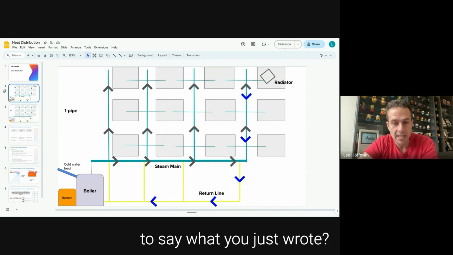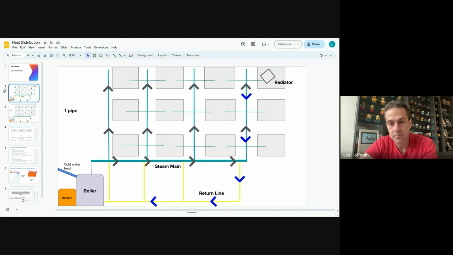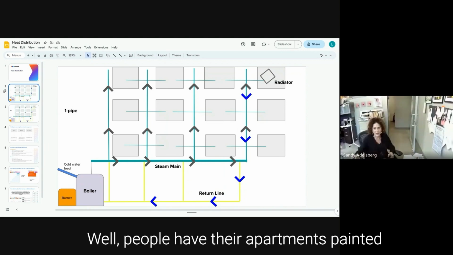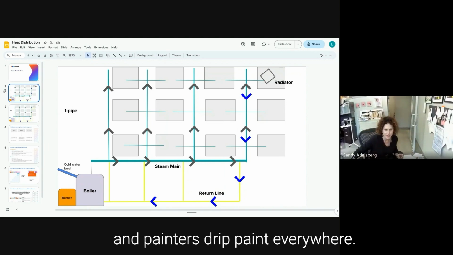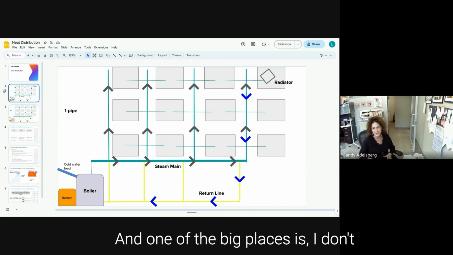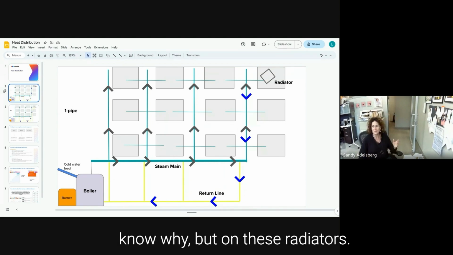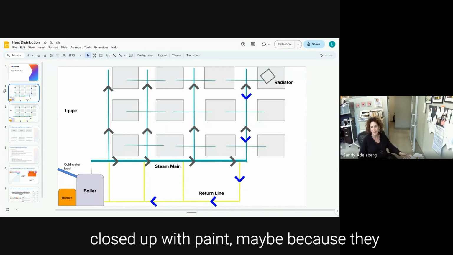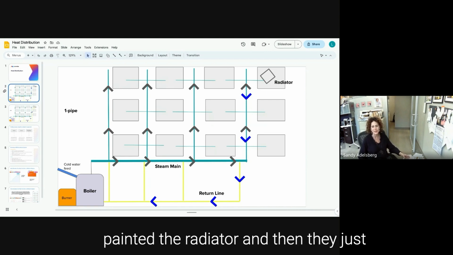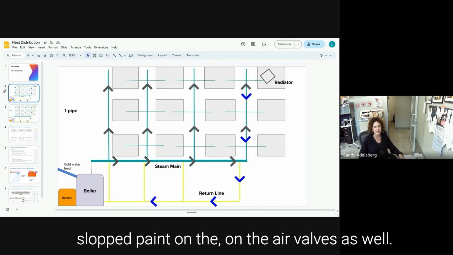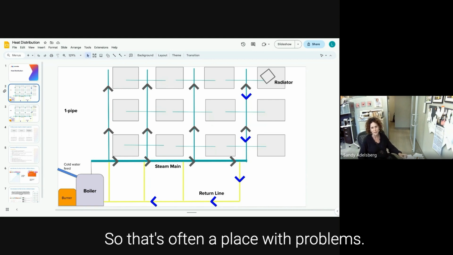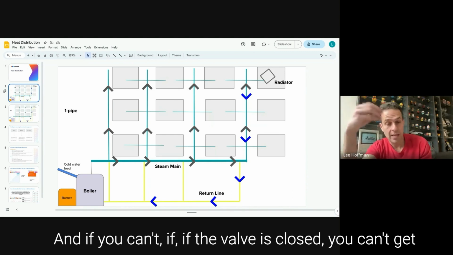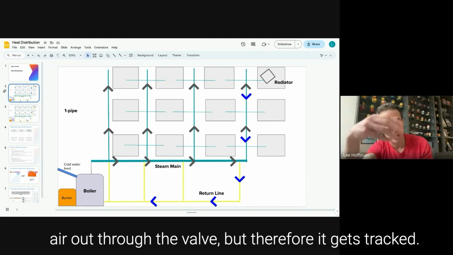Sandy, you want to say what you just wrote? Because I think that's another great point. Well, people have their apartments painted and painters drip paint everywhere. One of the big places is, I don't know why, but on these radiators, you go look at a valve and it's completely closed up with paint. Maybe because they painted the radiator and then they just slop paint on the air valve as well. So that's often a place with problems. Painting. Yeah. And if the valve is closed, you can't get air out through the valve, so it gets trapped.